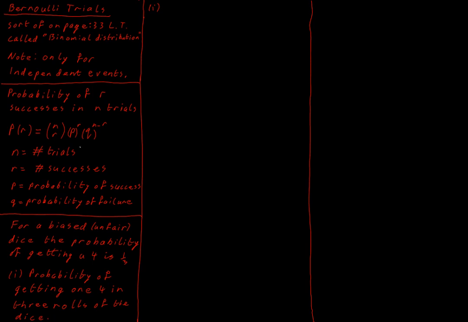So part 1, find the probability of getting 1 four in 3 rolls of the dice. So let's go to our formula and let's write down our formula. P of r successes is going to be n choose r, multiplied by the probability of success to the power of the number of successes, multiplied by the probability of failure to the power of the number of failures.